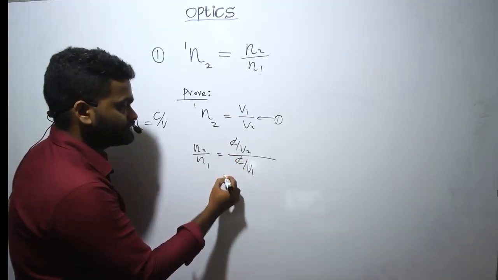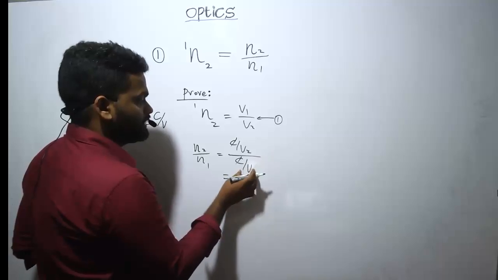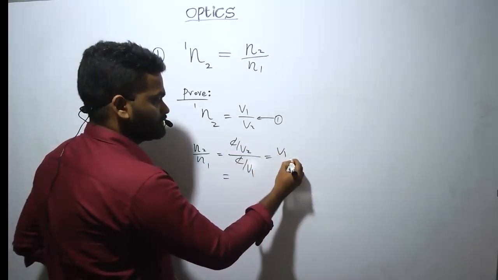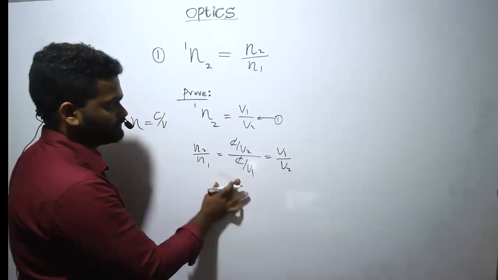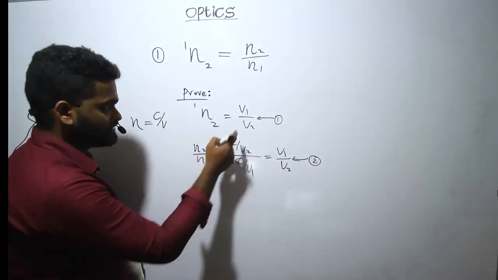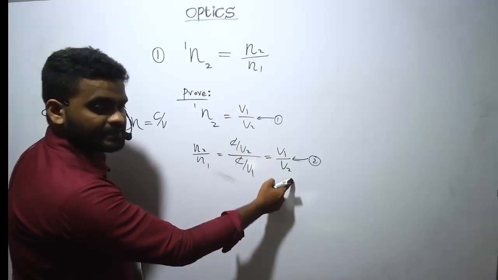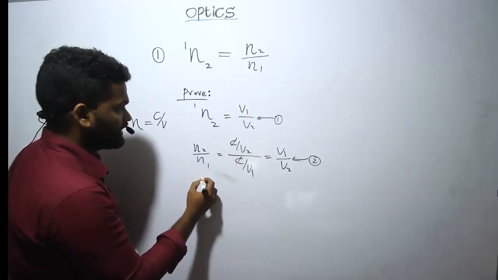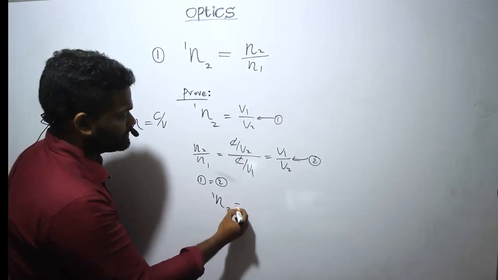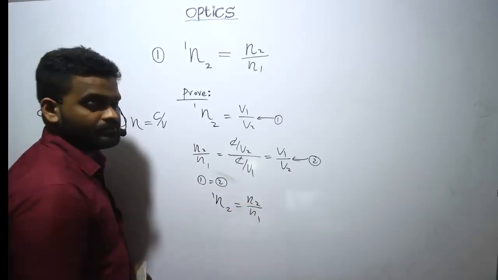Then C and C cancel off. Then what do you get? So this is inverse, right? So V1 goes up, V2 goes down. So V1 divided by V2. So this is the second equation. You can see this side and this side are the same. So you can see 1,2 equals this. So N1,2 means what? N2 divided by N1.